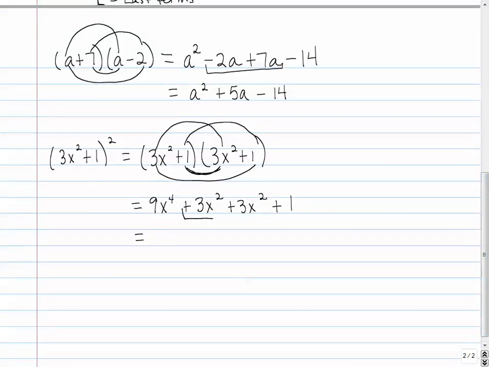And now the 2 in the middle are like terms, so they can be combined. So just bring your 9x to the 4th down. 3x squared plus 3x squared is 6x squared plus 1. So that's your answer. Now remember, when you're adding those 3x squareds together, you don't add the exponents. You only add the exponents when you're multiplying. When you're adding, you keep the exponents the same.